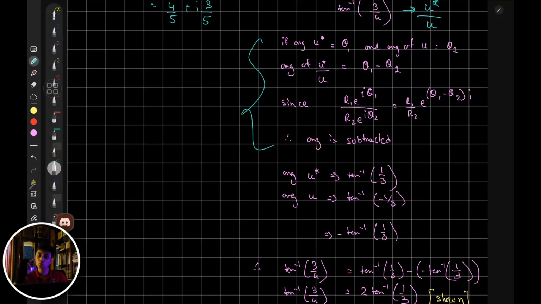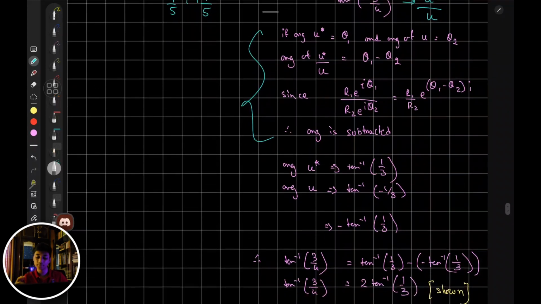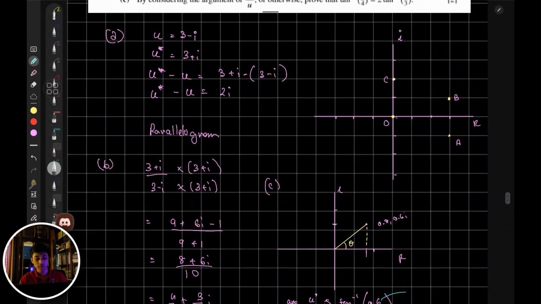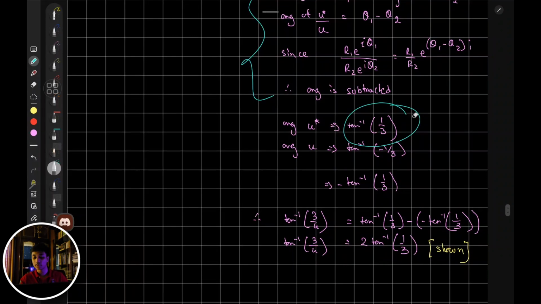That is the main point of saying all that: if you divide two complex numbers, be it u conjugate by u or x by y or whatever the complex number is, the theta is supposed to be subtracted. If you know that, let's find out the argument for u conjugate, which is tan inverse of 1 by 3. Why? Where is u conjugate on this graph? U conjugate is this one, right? So it has distance 1 and 3. So opposite by adjacent, tan inverse of 1 by 3.